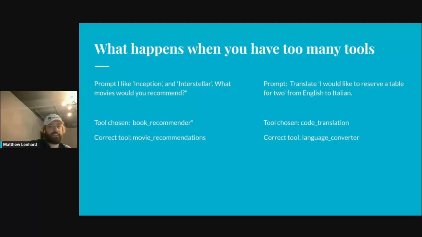Same thing with, "I would like to reserve a table for two," translated from English to Italian. It chose the code translation tool when it should have chosen the language converter. I don't know about everybody else, but I'd prefer that when I ask for something to be translated to English, it isn't translated to PHP or Python. And interestingly enough, the smaller server shows the correct tool in both cases.